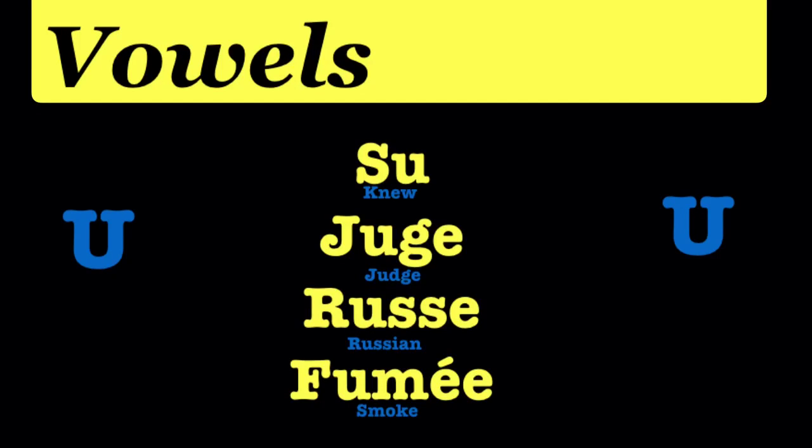So now that brings us to the letter U, which in French is pronounced U in its purest form. So this is a sound that does not exist in English. Now if you round your mouth and try to say I, it should come out sounding like U, U, U. So here are some examples. Su, juge, russe, fumer. So just a quick note, sometimes you'll see the letter U with an accent circumflex. Just as was the case with the letter I, this does not change the pronunciation, it's just a part of the spelling.